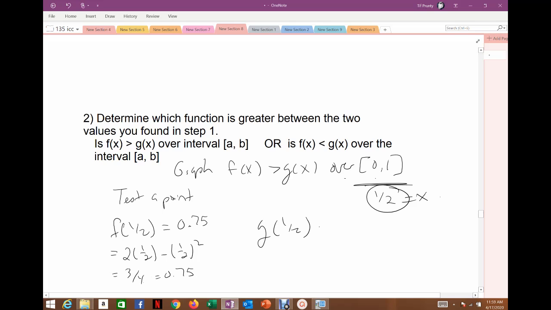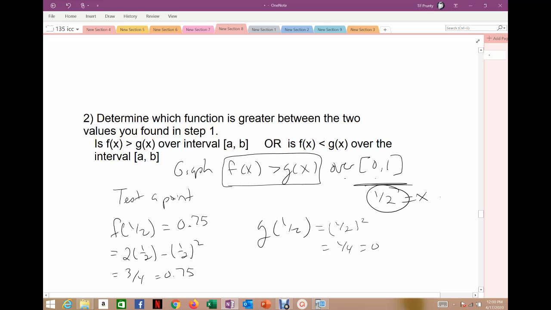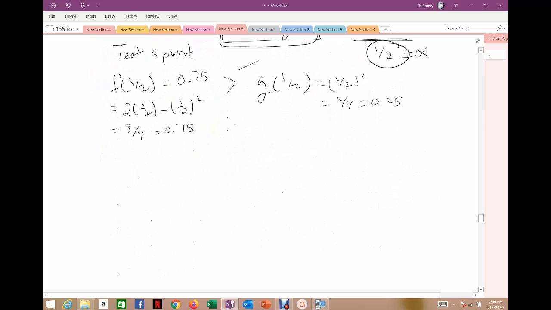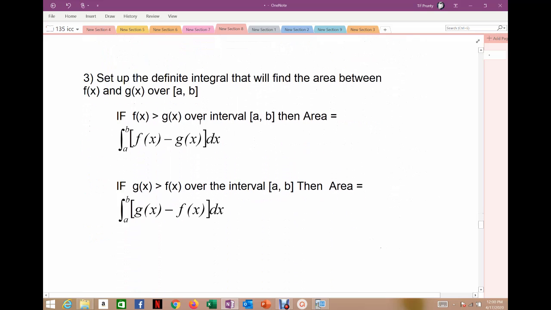Now we'll test g of x. It should come out smaller, and this is my test to make sure that it does. So I'm plugging 1/2 into my g function, so it's going to be 1/2 squared, which is 1/4, or 0.25, and so it checks. f is bigger than g. So I'm checking it. That's my second step, which function's bigger, because it matters when I set up the integral.